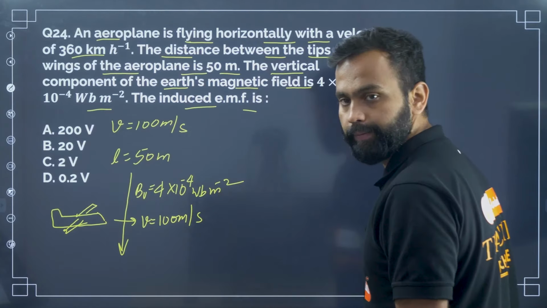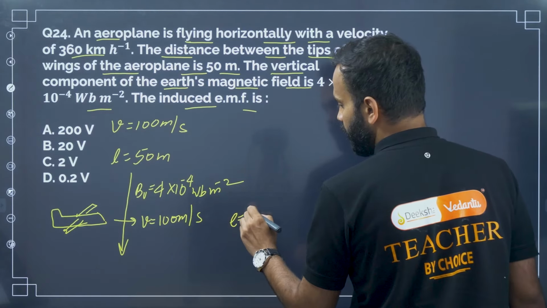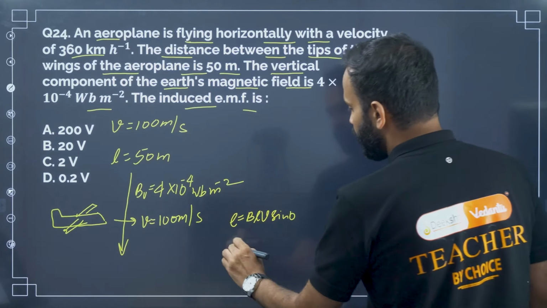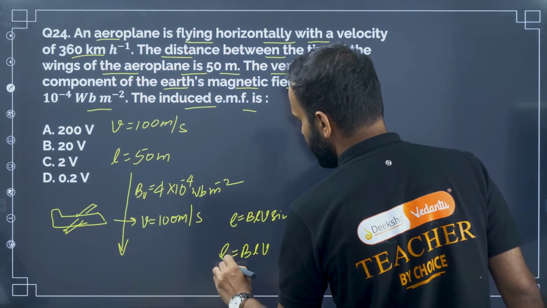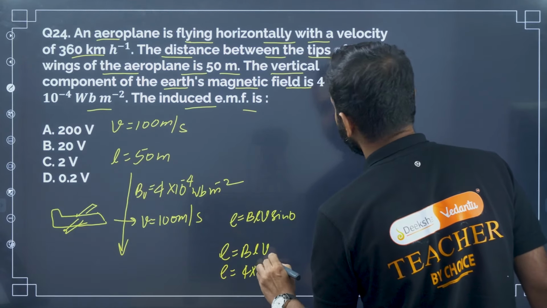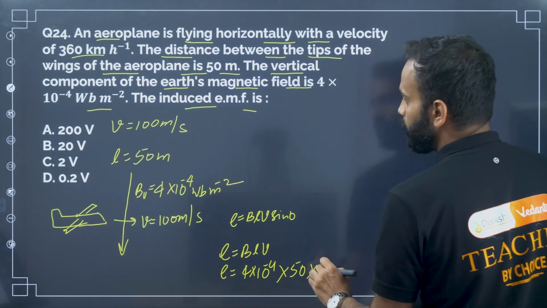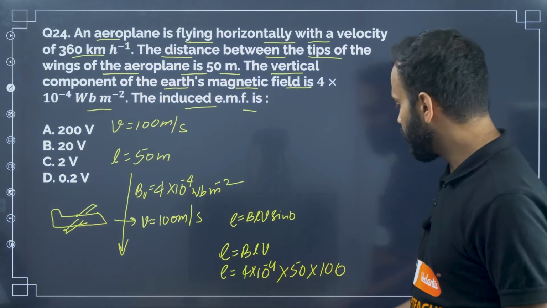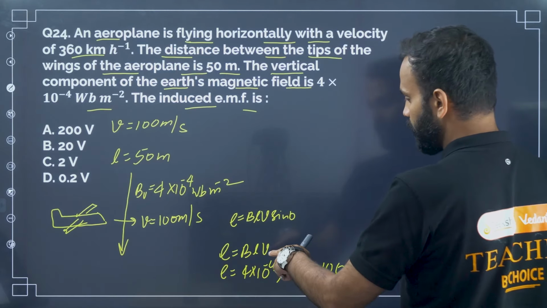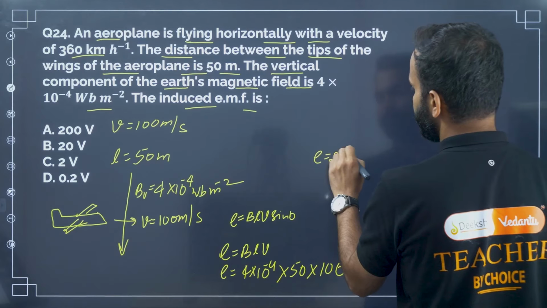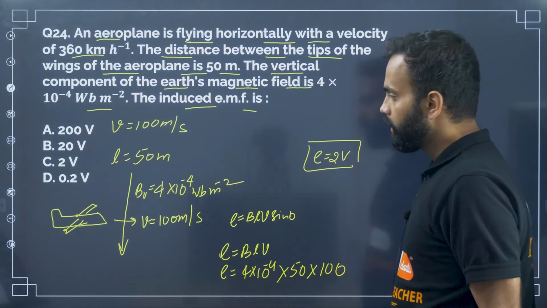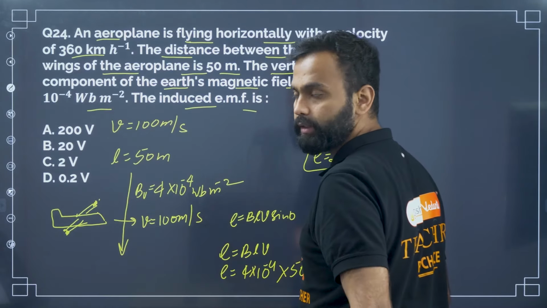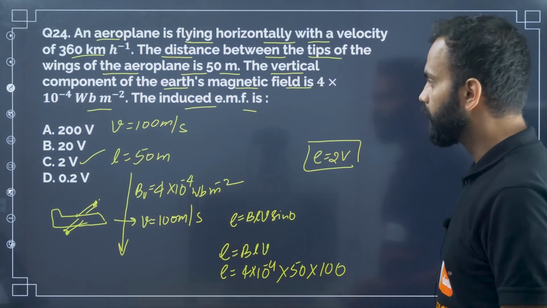The induced EMF is simple. Induced EMF E equals BLV sin theta. Theta is the angle between B and V, that is 90 degree, so E equals B into L into V. E equals 4 into 10 to the power minus 4 into 50 into 100. 50 into 4 is 200, so 200 into 10 to the power minus 2 is 2. So E equals 2 volt. The induced EMF or potential difference between the tips of the wings is 2 volt. Option C is the correct answer.